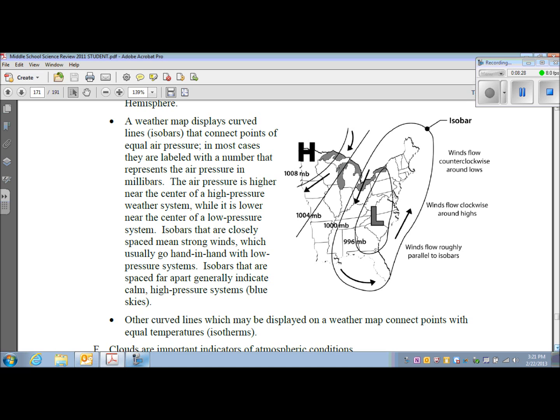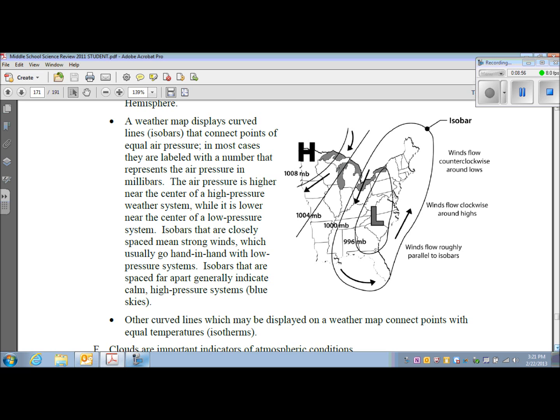Isobars that are closely spaced mean strong winds, which usually go hand in hand with low pressure systems. Isobars that are spaced far apart generally indicate calm, high pressure systems, such as blue skies. Other curved lines which may be displayed on a weather map connect points with equal temperatures. These are called isotherms.